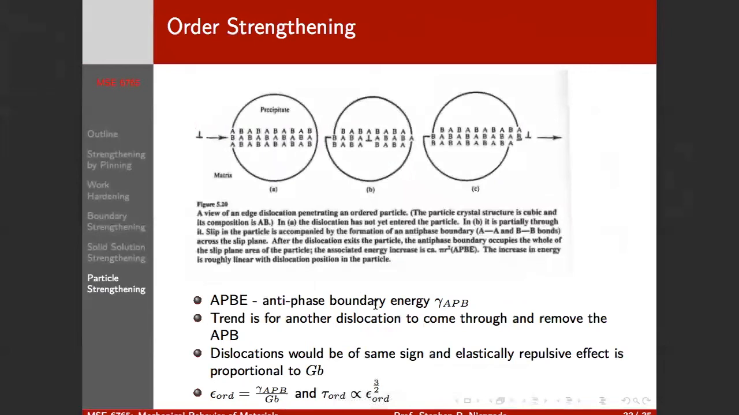And then we have order strengthening, right? So imagine we have a stacking sequence A, B, A, B, A, B, right? And this dislocation comes through and we're sheared over by one vertex vector. Now we have a stacking fault, right? So we have to pay the penalty of the stacking fault energy to shear through that, right?